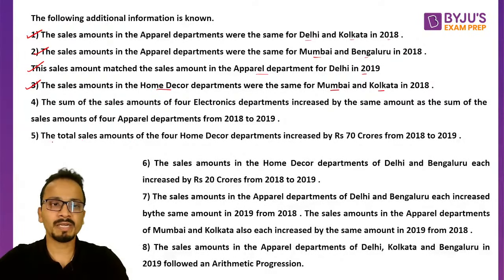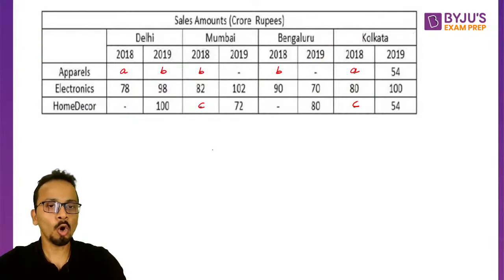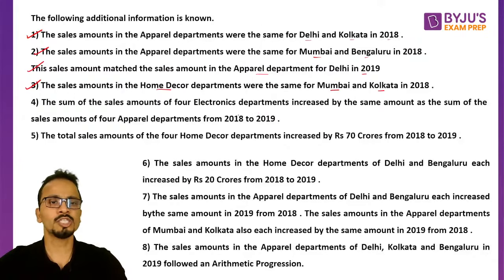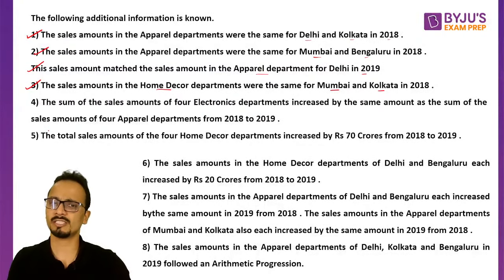Okay, now statement number 5. Let's read quickly. The total sales amounts of the 4 home decor departments increased by 70 crores from 18 to 19. So in home decor, the total increase for all the 4 cities is given as 70 crores. Again, there are some blanks in home decor, so I will not use this information as of now. I'll keep it on reserve.